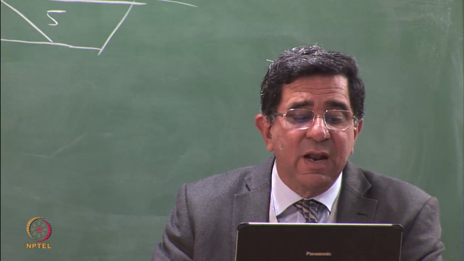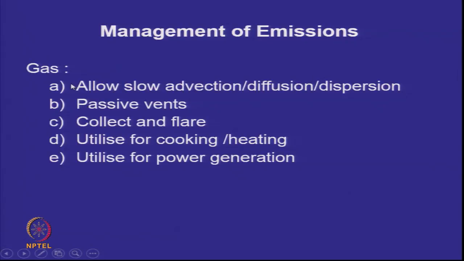So you can have passive vents. So this is over the entire surface. If you put an impermeable cover, you can have small pipes coming out of it. If you don't have the initial money, after some time you can connect the passive vents to pipes and collect and flare it. You can burn the methane, and in the end you can use the methane for cooking gas or heating of homes or power generation. So this is utilization. It requires an investment.